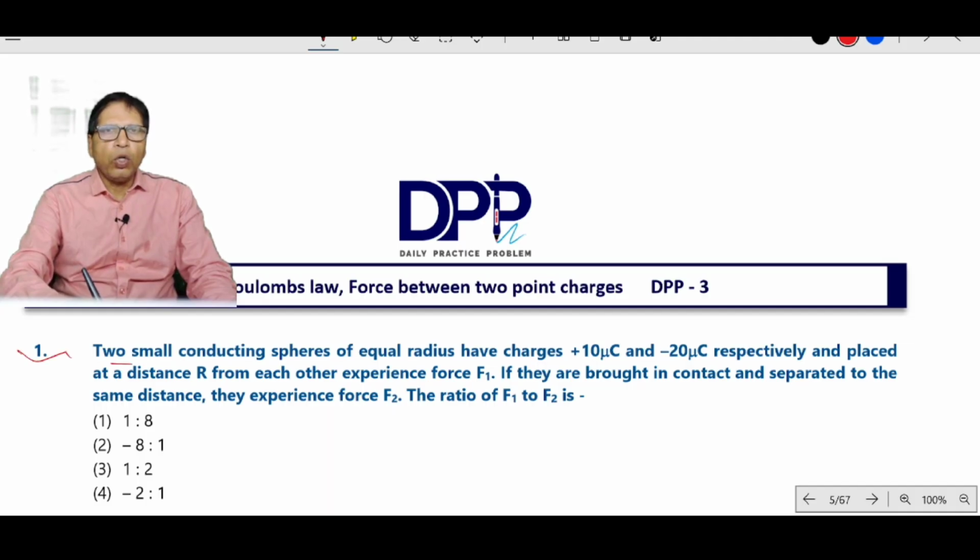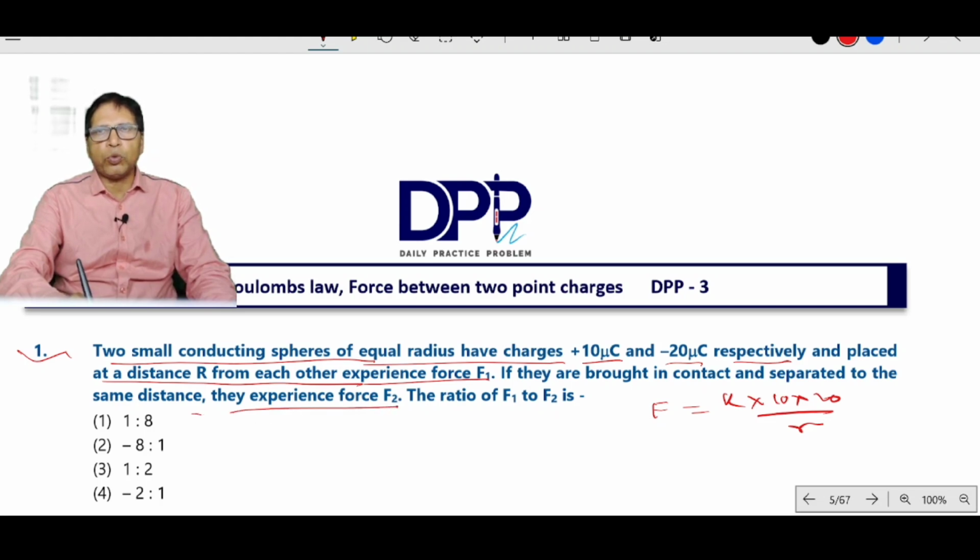Question number 1. Two small conducting spheres of equal radius have charges 10 microcoulomb and minus 20 microcoulomb respectively, placed at a distance r from each other, and experience a force F1. So F1 equals K into 10 into 20 by r square. If they are brought in contact and separated to the same distance, then the force experienced is F2.